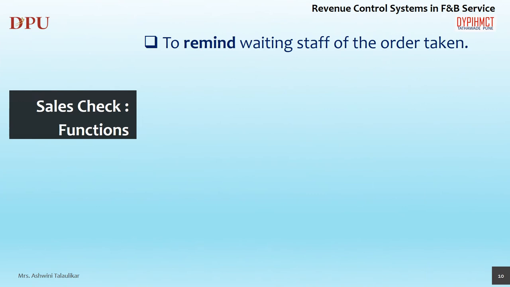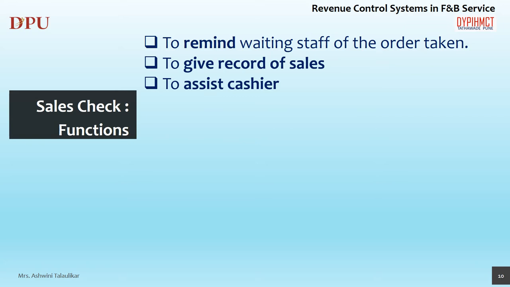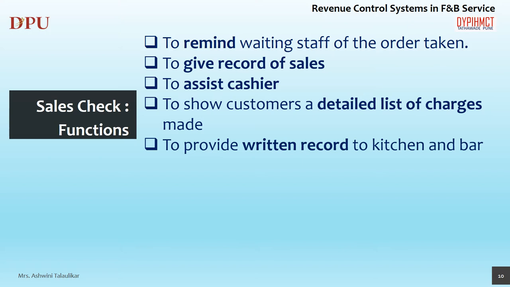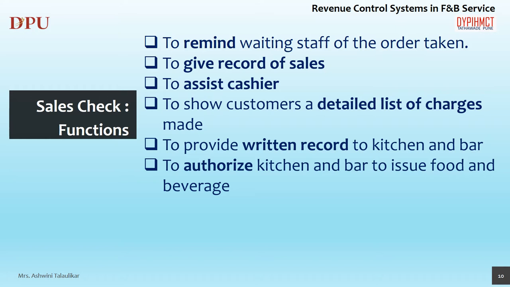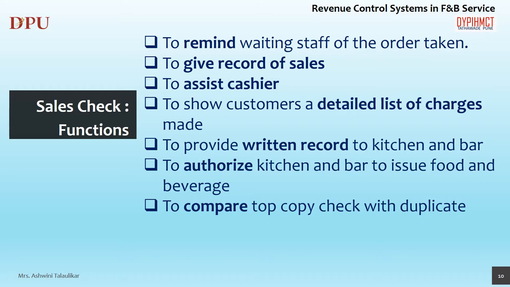The functions of sales check in manual system are to remind waiting staff of the order taken, to give record of sales, to assist cashier, to show customers a detailed list of charges made, to provide written record to kitchen and bar, to authorize kitchen and bar to issue food and beverage, to compare top copy check with duplicate.